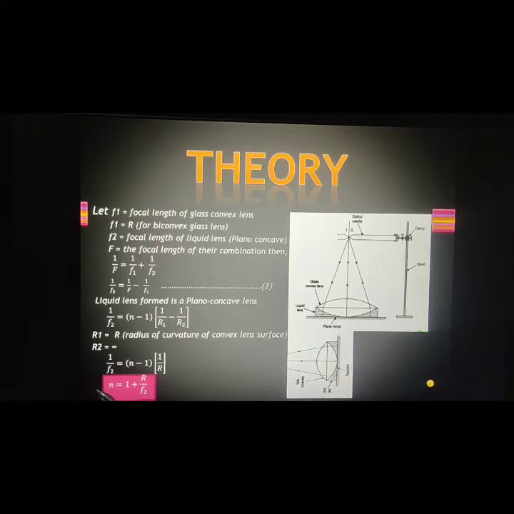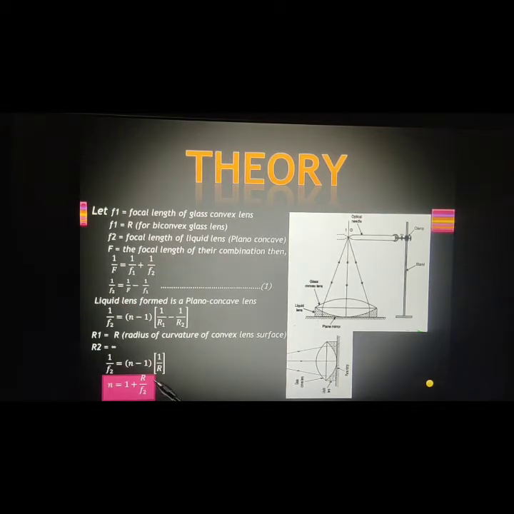Now in this formula, when you calculate, you will have to apply the sign conventions of R as well as F2. R will be facing to the left. This is your origin, and the origin will be at the optic center of the liquid lens. The distance measured on the left hand side will be negative, and for F2, from calculation you are going to get the sign of F2. So applying the sign for R and F2, you can calculate n.